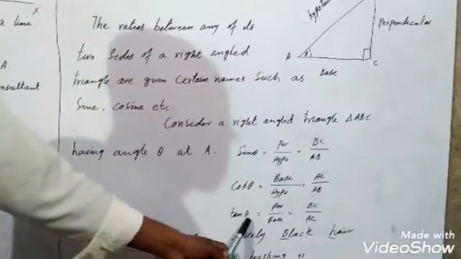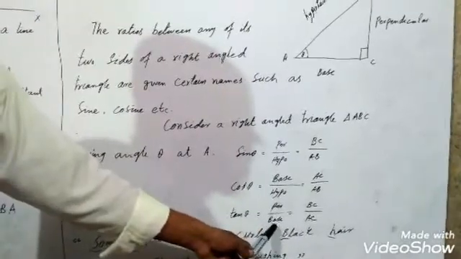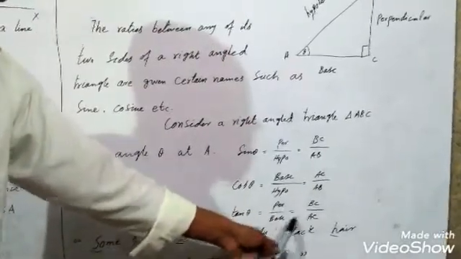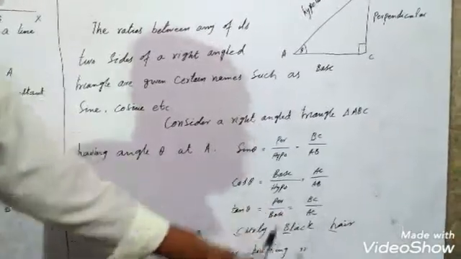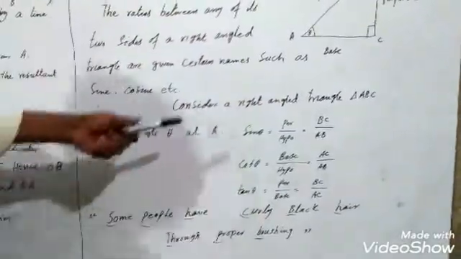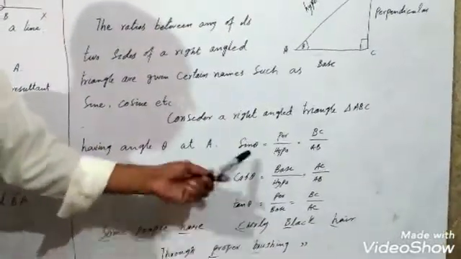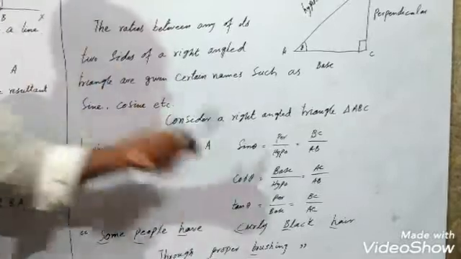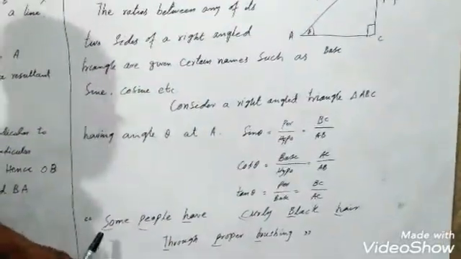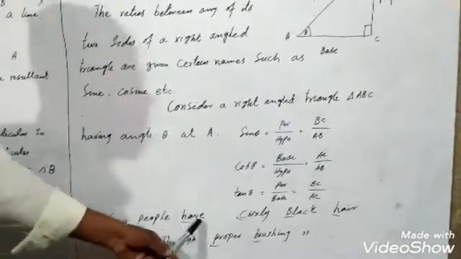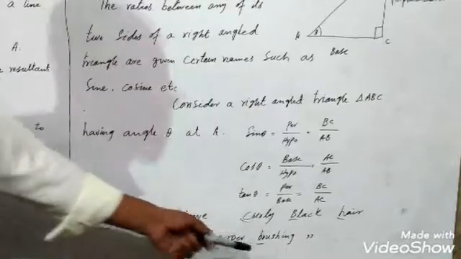Tan theta is also a ratio between perpendicular and base. So perpendicular is BC and base is AC. So tan theta is equal to BC by AC. In order to understand these three ratios or trigonometric ratios, we have to learn this sentence: Some people have curly black hair through proper brushing.